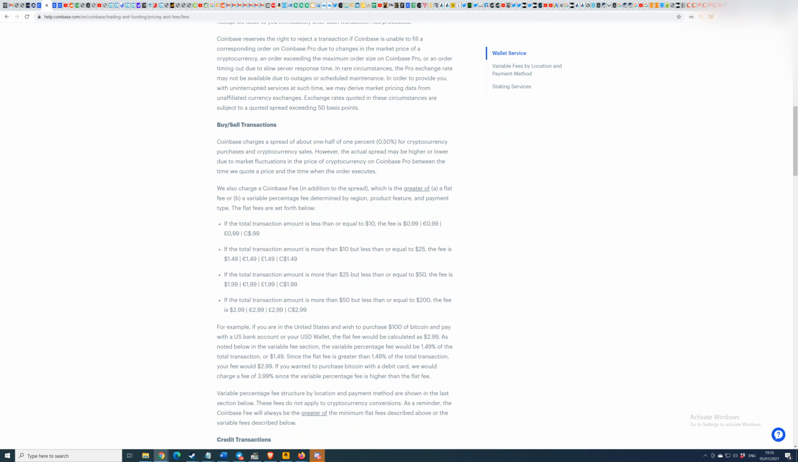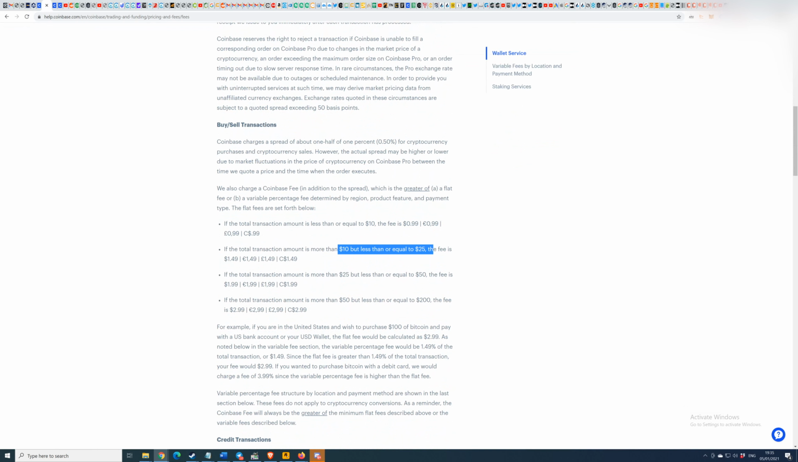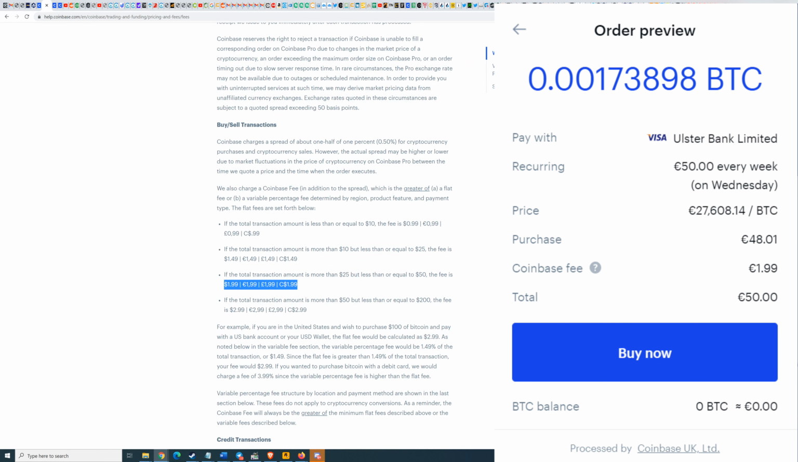So if you're going to be buying amounts less than 10, the fee is going to be 99 in whatever currency that you operate. If you go between 10 and up to equal to 25, the fee is going to be 149, so that's the same as Gemini. If you go above 25 but less than 50, the fee is going to be 199. So actually, if you went 26, you would be paying a much higher fee.